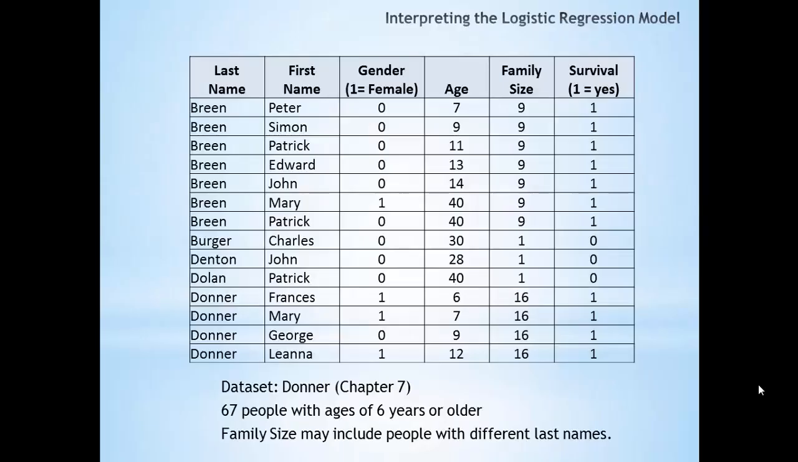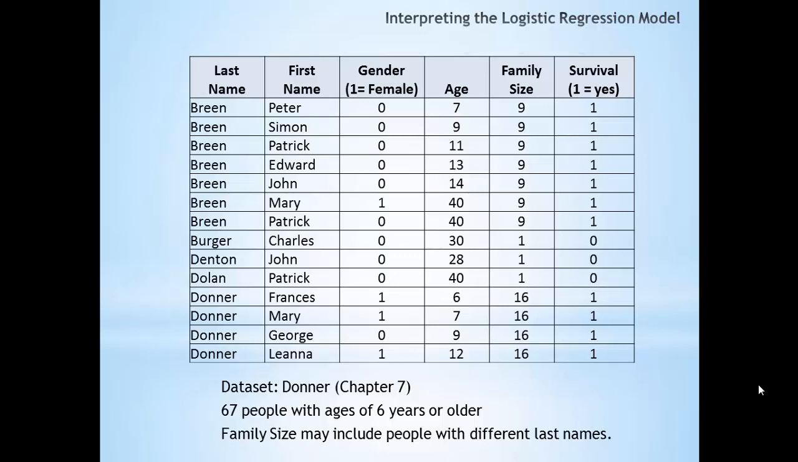In this video, we will use the Donner dataset, which is from Chapter 7 of the textbook Practicing Statistics. In 1846, a group of 87 people, called the Donner Party, were headed west from Springfield, Illinois to California. The leaders attempted a new route through the Sierra Nevada and were stranded throughout the winter. The harsh weather conditions and the lack of food resulted in the death of many people within the group.